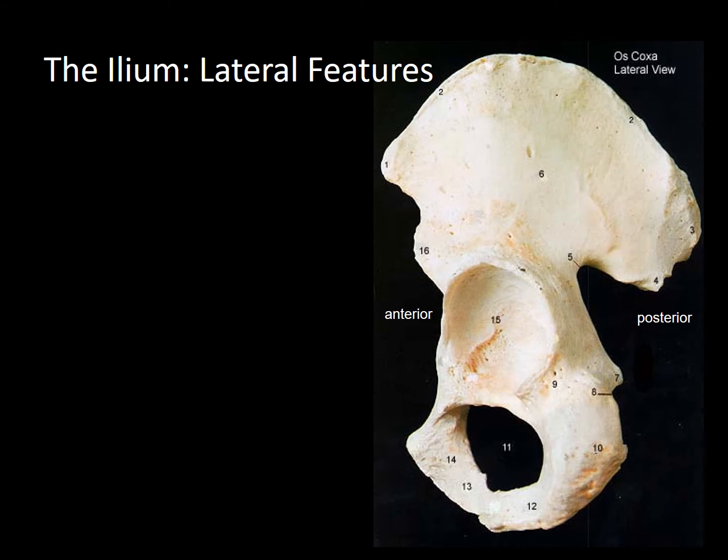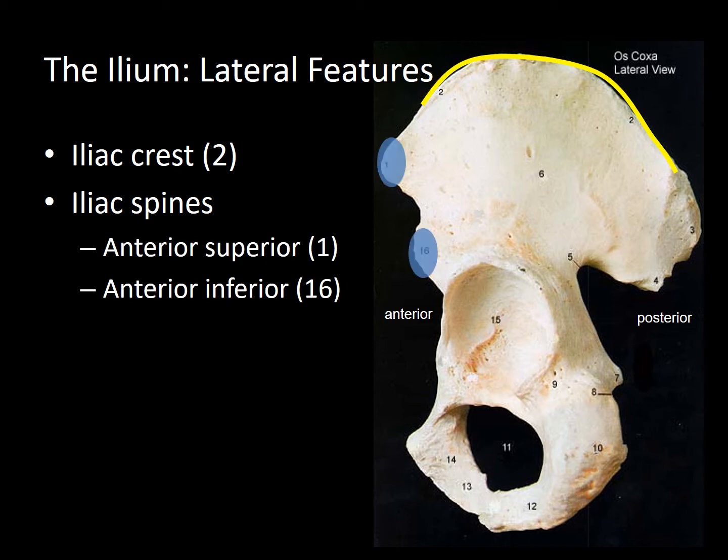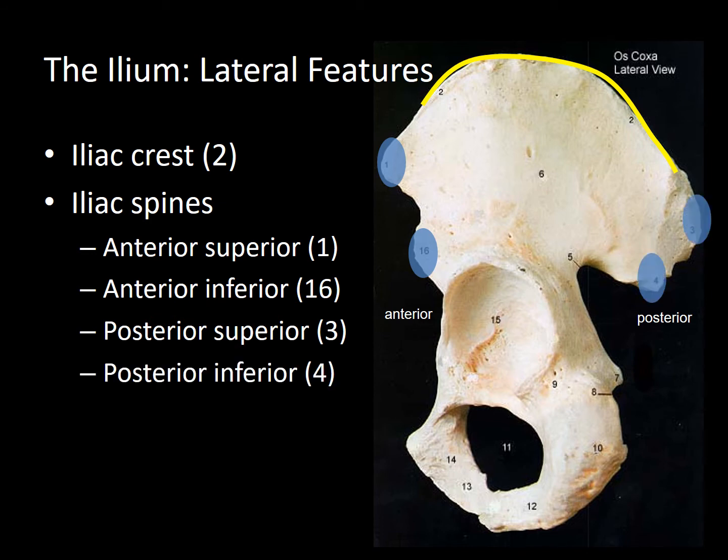On the outside of your ilium, the lateral features include your iliac crests, which are important spots for attachment of muscles. We will come back to some of those attachments a little bit later. You also have your iliac spines. We've already talked about two of them, the anterior superior and the anterior inferior. Anterior superior was for that inguinal ligament. Anterior inferior was for one of the quadriceps muscles. Posterior superior here, posterior inferior here. We'll come back to those and what they're important for.